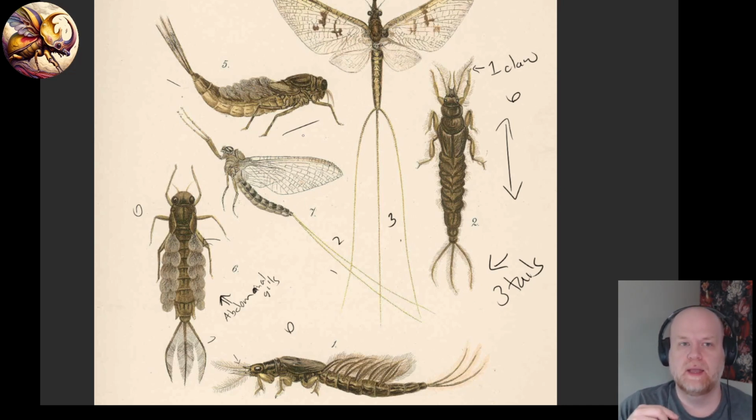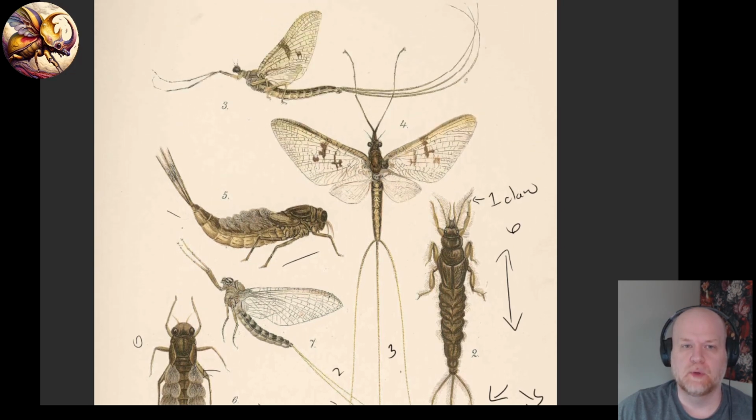They have an extremely variable morphology, whereas the adults can still be identified sometimes, frequently only to family levels, and sometimes only the males can be identified, or sometimes only the females can be identified. But the nymphs can frequently be identified to species level because they do have quite a bit of unique morphology.